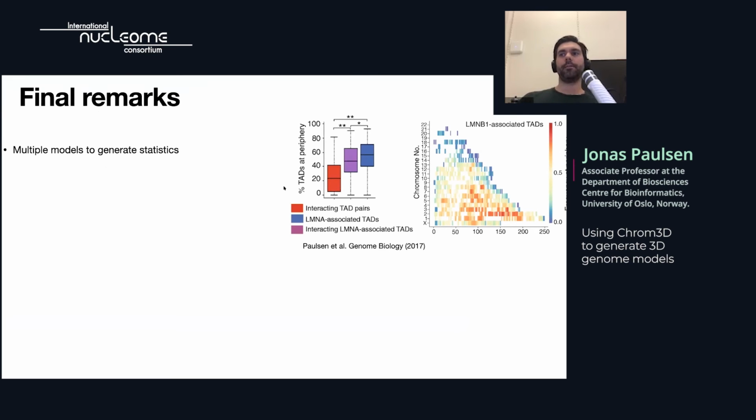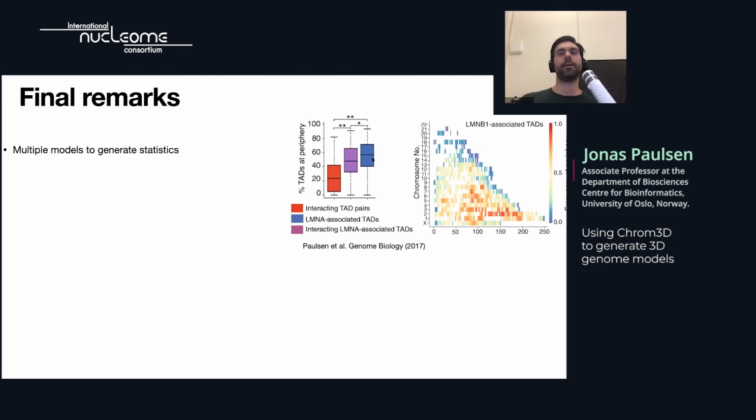We can also generate visualizations like this, where on the y-axis here we have the different chromosomes, and here we have the chromosomal positions, and then we can color each of the beads according to how frequently it's placed at the nuclear periphery, for example.